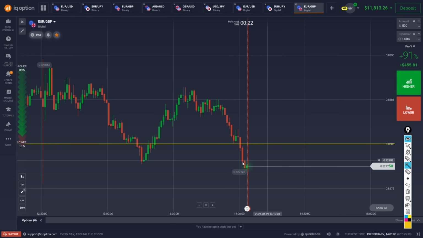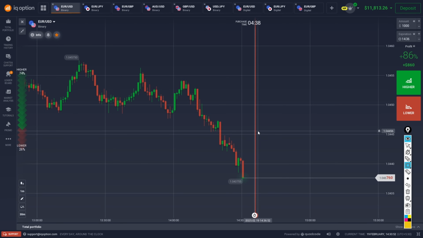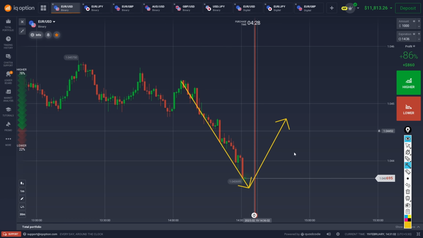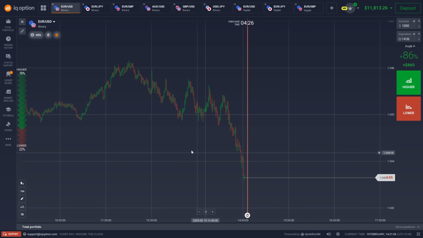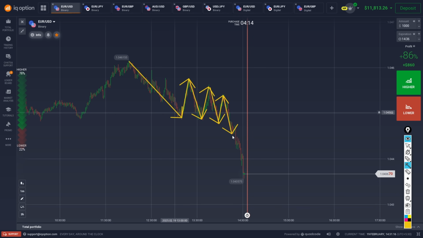Now it's time to take a 5 minute expiry trade. I'm planning a reversal trade on this chart, as I can see that market is moving very strongly in the downward direction. We can expect a retracement, a pullback phase. This is clearly a downtrend market, as you can see, and market is currently moving in a clear downtrend.